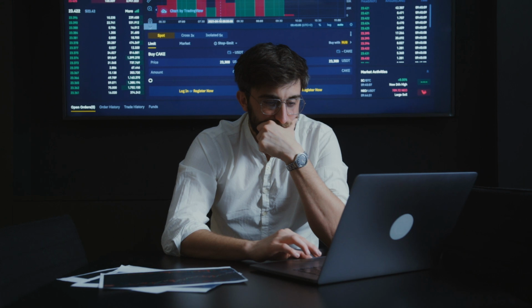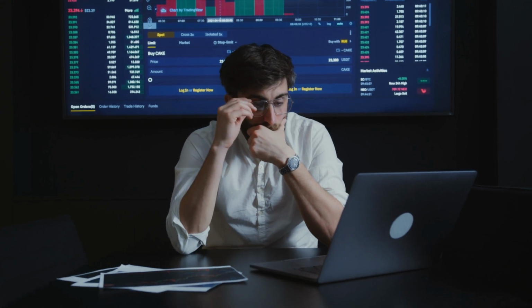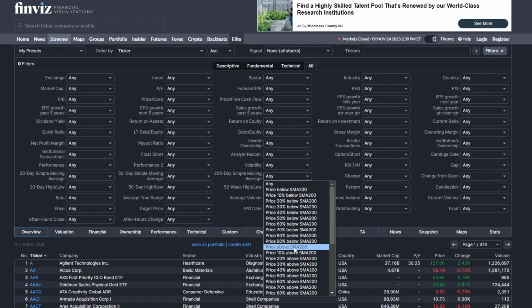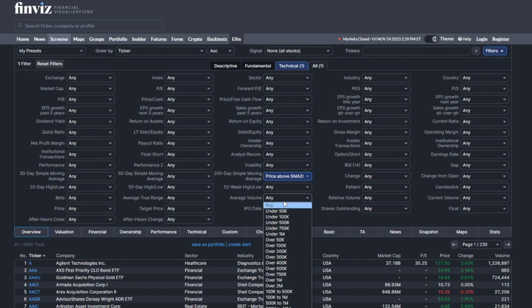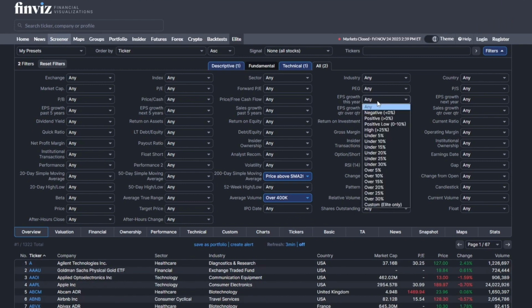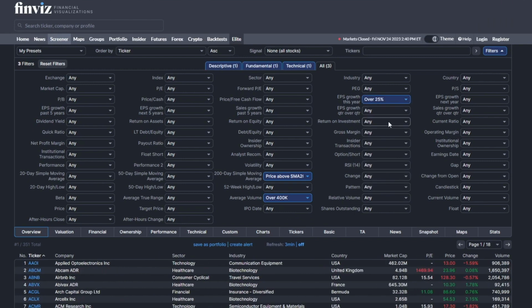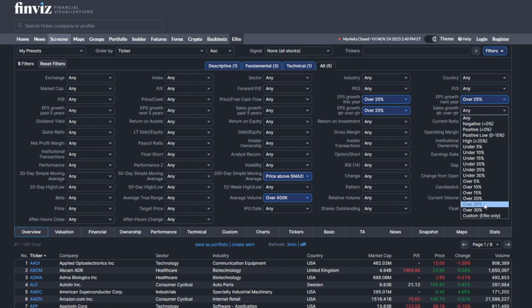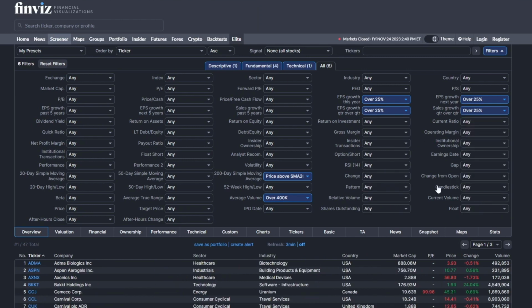For our final filter, we're going to be going over high earnings. For this filter, we're going to start by making it over the 200-day SMA, average volume over 400K, EPS growth this year over 25%, EPS growth next year over 25%, EPS growth over the quarter over 25%, and the sales growth quarter over 25%, and we're going to make the RSI over 50.